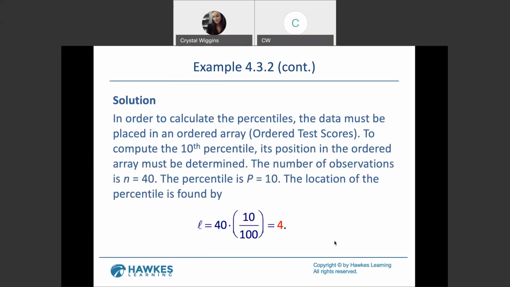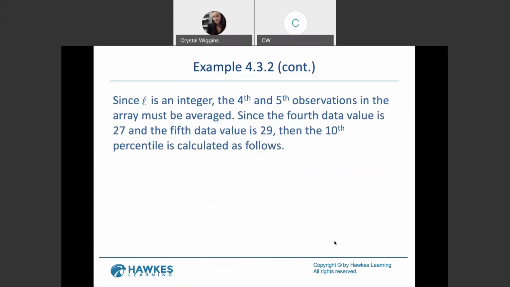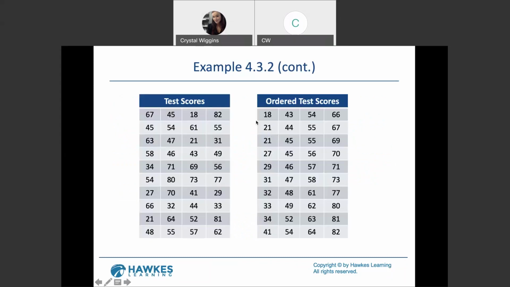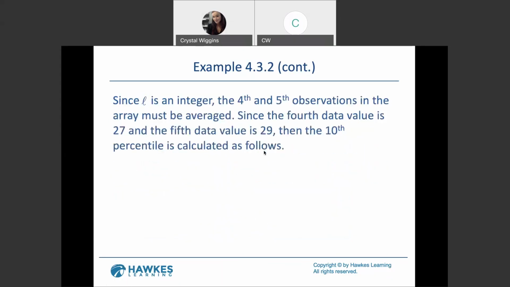So in order to find the 10th percentile, we actually have to take the 4th data value and the 5th data value and average them together. So the 4th data value is 27 and the 5th data value is 29. And let's go back to the data so you can see where those are coming from. If we're going in order 1, 2, 3, 4, and 5, we would take an average of 27 and 29 to get 28, and 28 marks the 10th percentile.